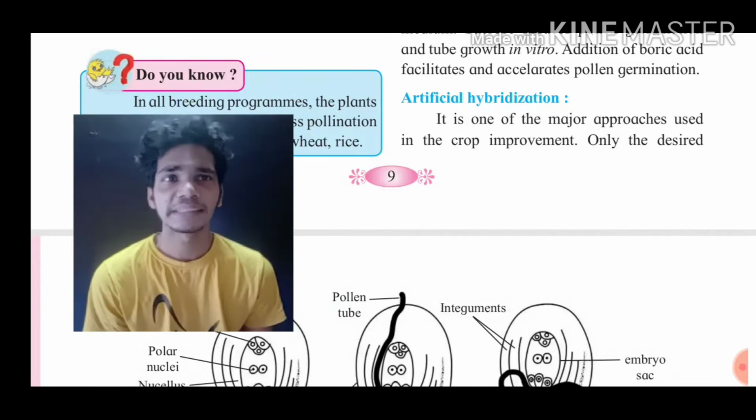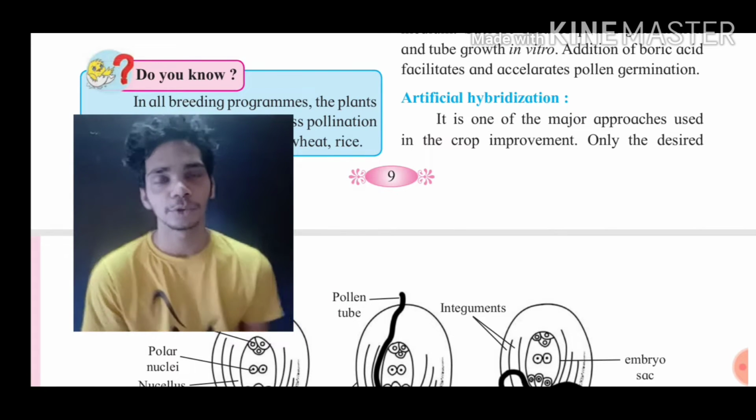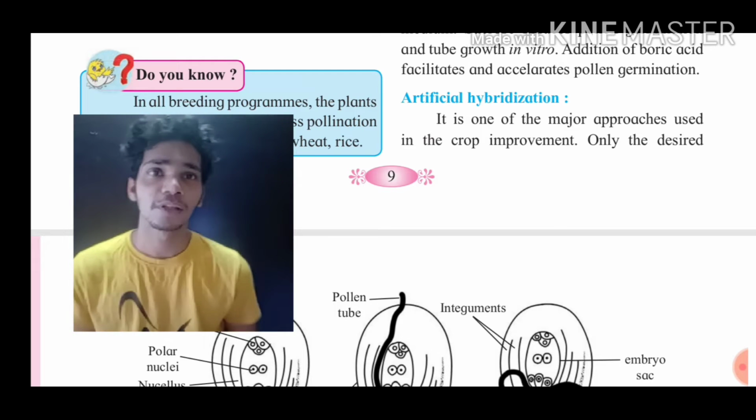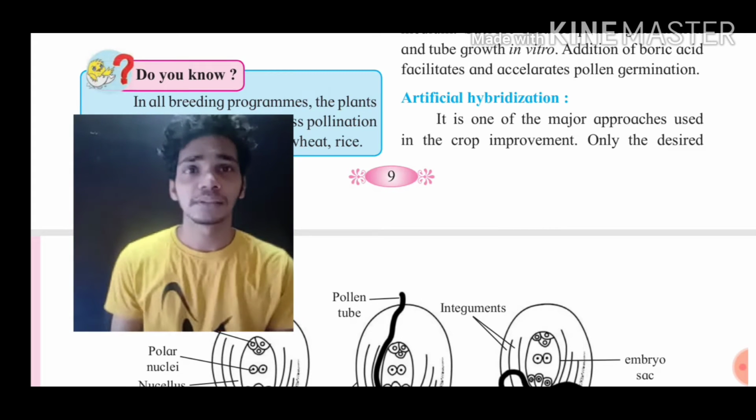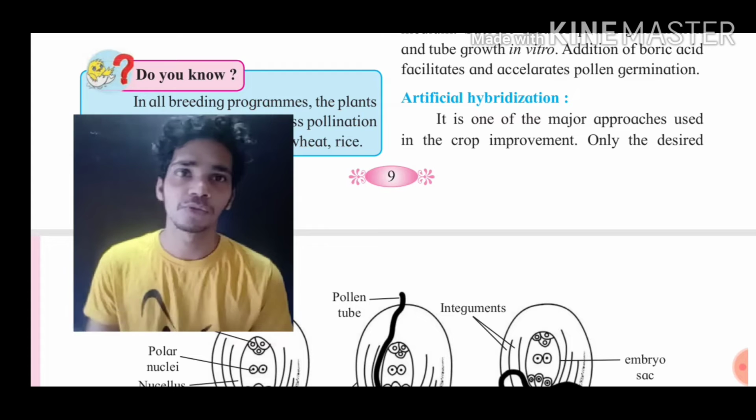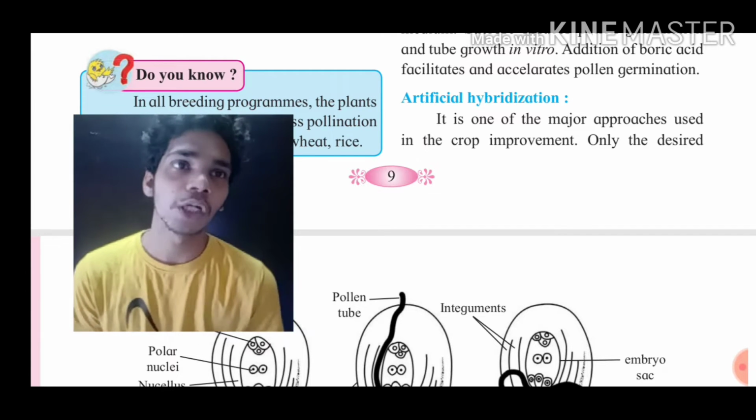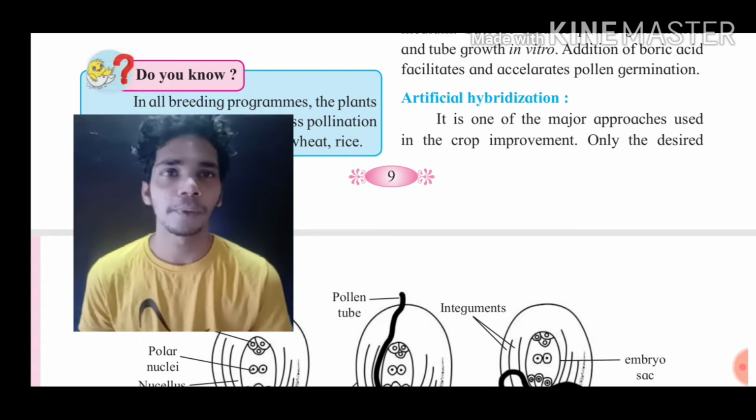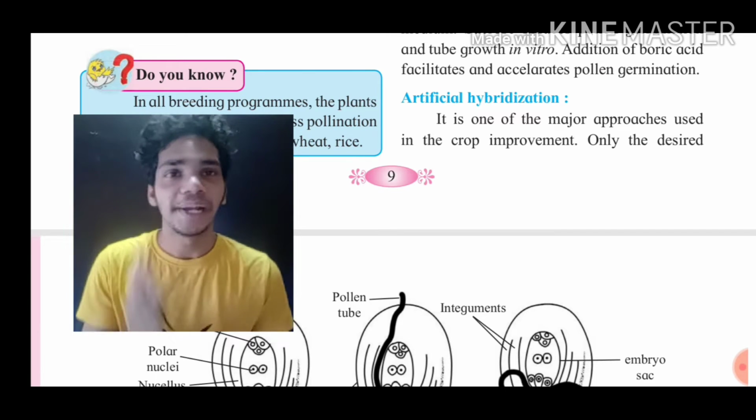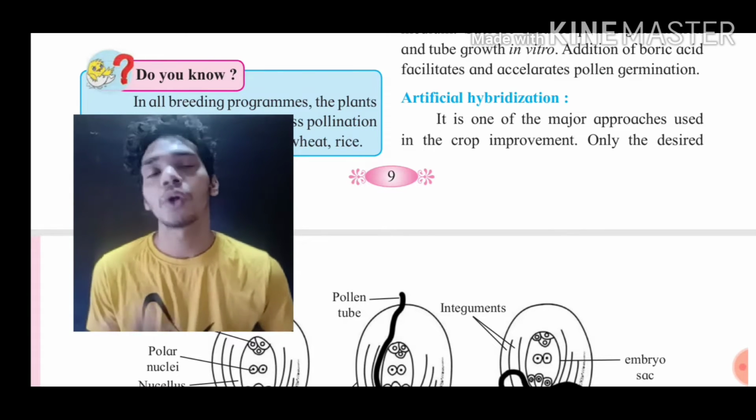Now the next topic is artificial hybridization. You can understand that the word artificial means what? We are provoking some changes into that. So hybridization means what? The change is something. It is one of the major approaches used in crop improvement. Definitely we want a better yield and quality, and quantity as well.